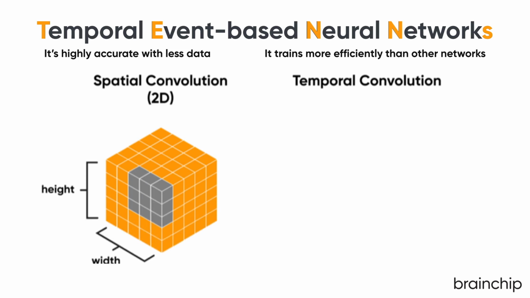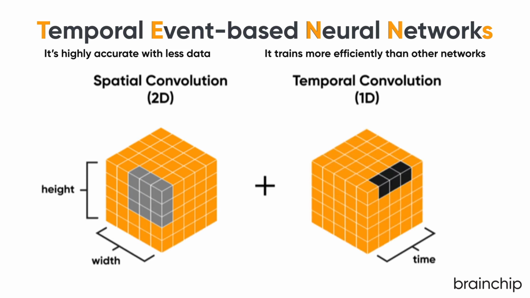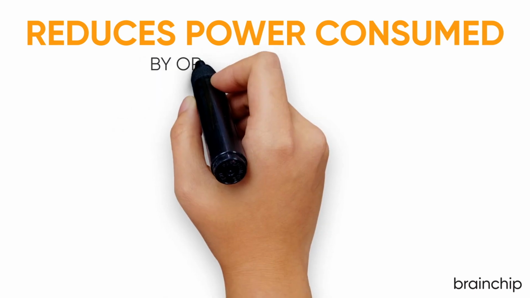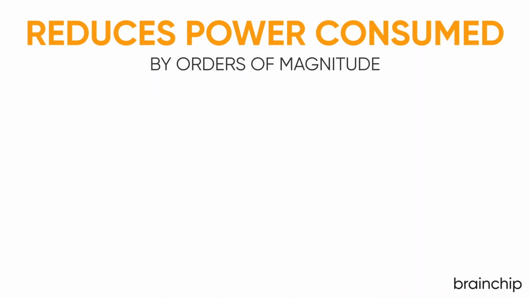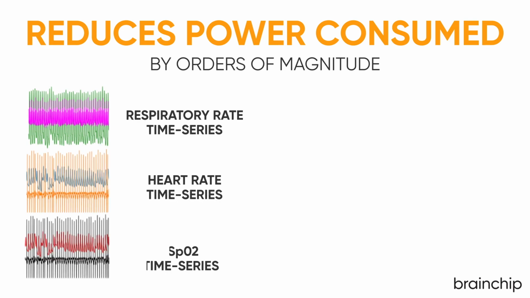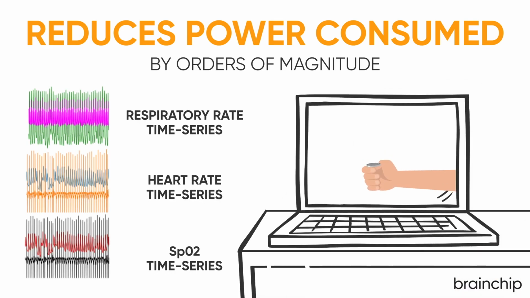Combining the convolution in the 2D spatial domain with the 1D time domain produces the significant reduction in parameters and arithmetic operations for TENNs. This reduces power consumed by orders of magnitude, making it ideal for edge-based devices. These are applicable in a vast number of one-dimensional and three-dimensional time series data applications.